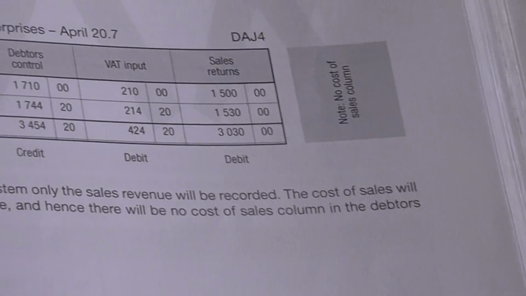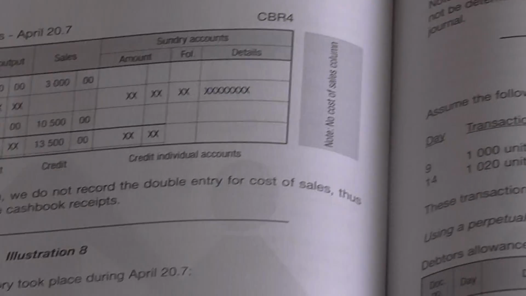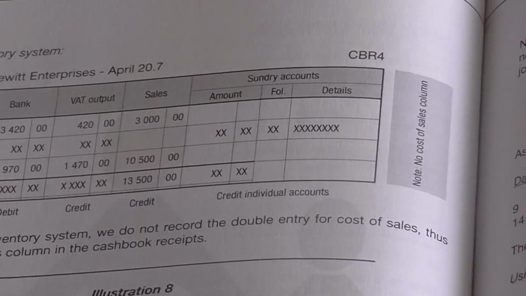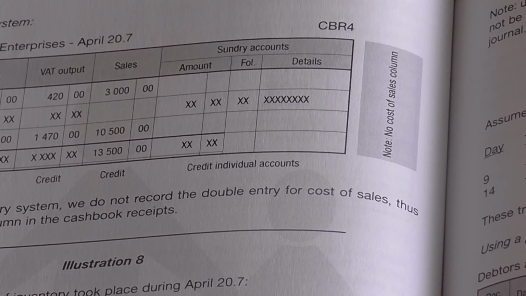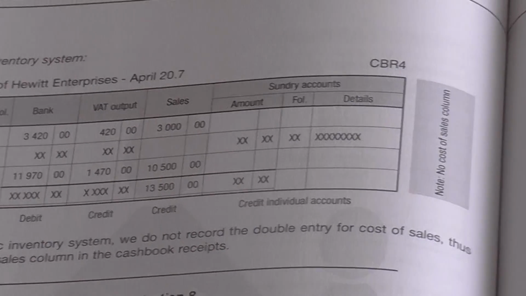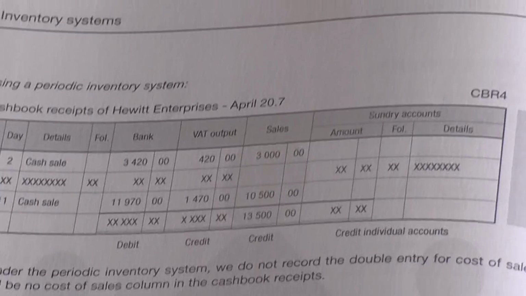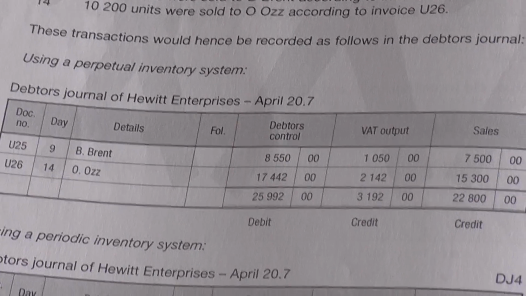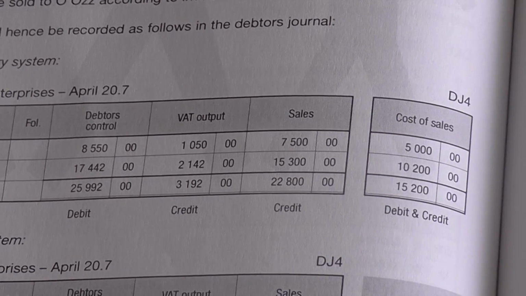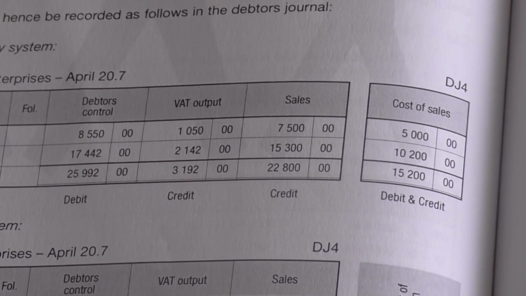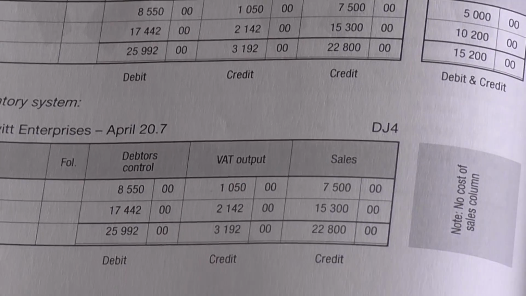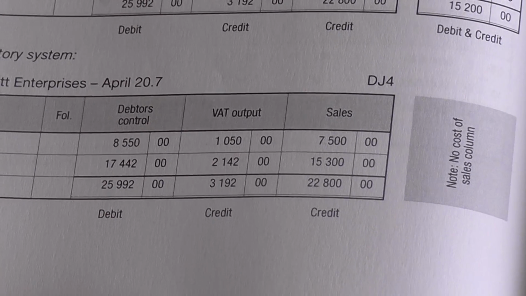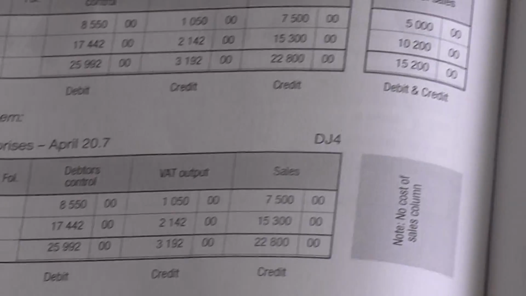And then under the periodic system, everything looks exactly the same, except there's no cost of sales column. Cash book receipts, so that all falls away. Isn't that lovely? Debtors journal, periodic, same thing. You've got your cost of sales column under the perpetual system, but no cost of sales column under the periodic.